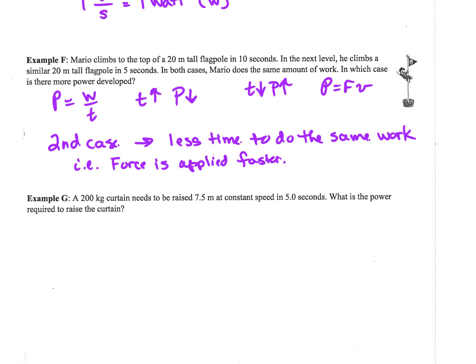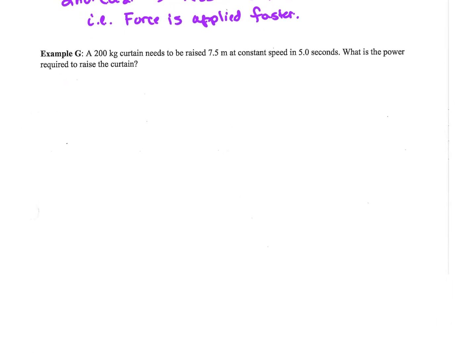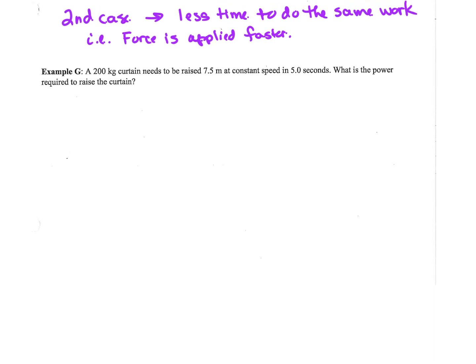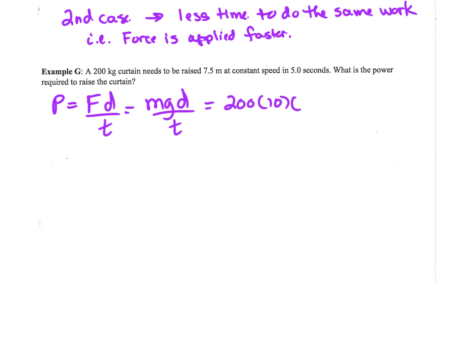using more power. The curtain needs to be raised at a constant speed in 5 seconds. What's the power required to raise the curtain? Well, power equals FD over T. F is mg, right? So mgd over T. So what do we know? We know the mass is 200, gravity is 10, distance is 7.5 meters, divided by the time, which is 5.